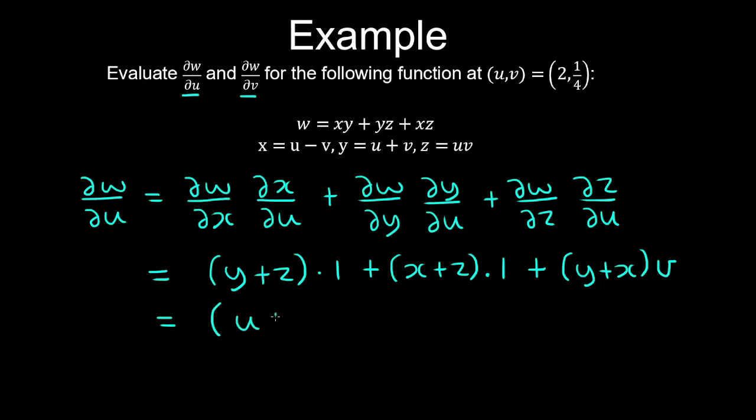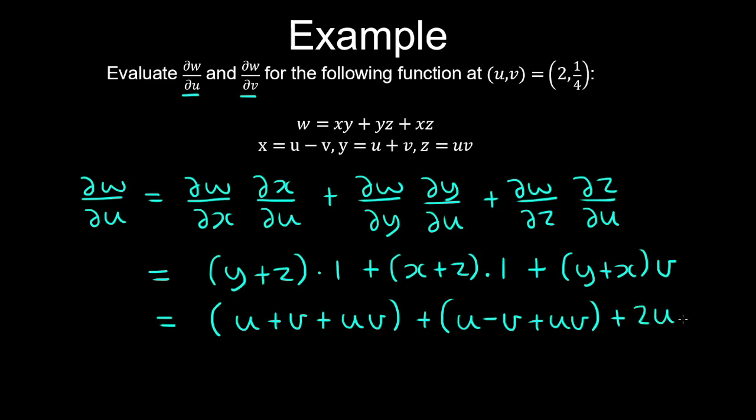So we get u plus v plus uv, plus u minus v plus uv, plus y plus x, which gives 2u minus v plus v multiplied by v. So we see that the v's cancel, and we obtain 2u plus 4uv.